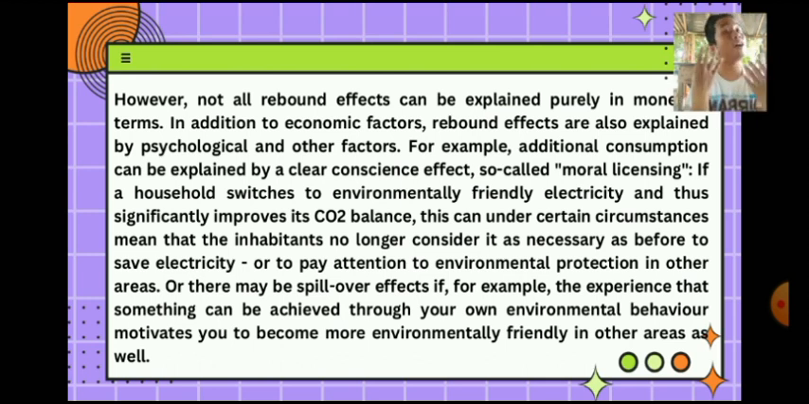Nakabuhat kag maayo, so hunahuna nimo na dapat or justifiable na ka nga moguhat og dili maayo. So example, if a household switches to environmentally friendly electricity and thus significantly improves its CO2 balance, this can under circumstances mean that inhabitants no longer consider it as necessary as before to save electricity or to pay attention to environmental protection in other areas. So justifiable na dili naka mangilabot sa other aspects na, like pag protect sa environment or sa mga things nga related sa environment or saving energy.